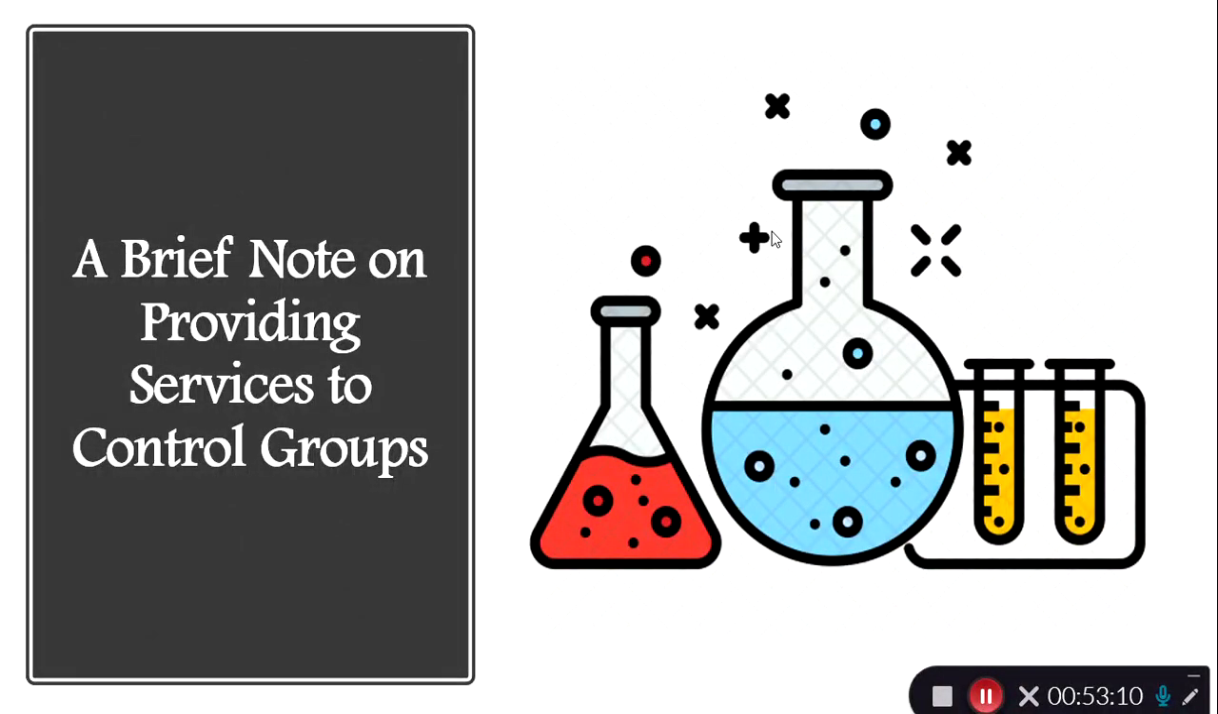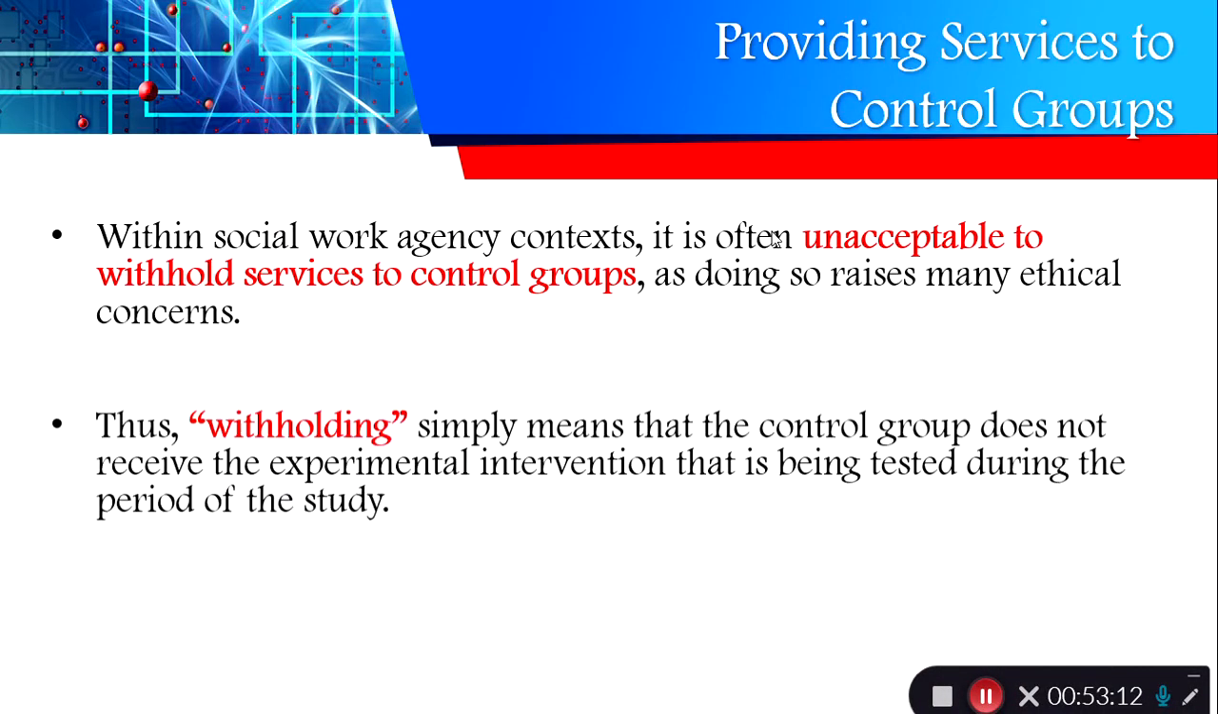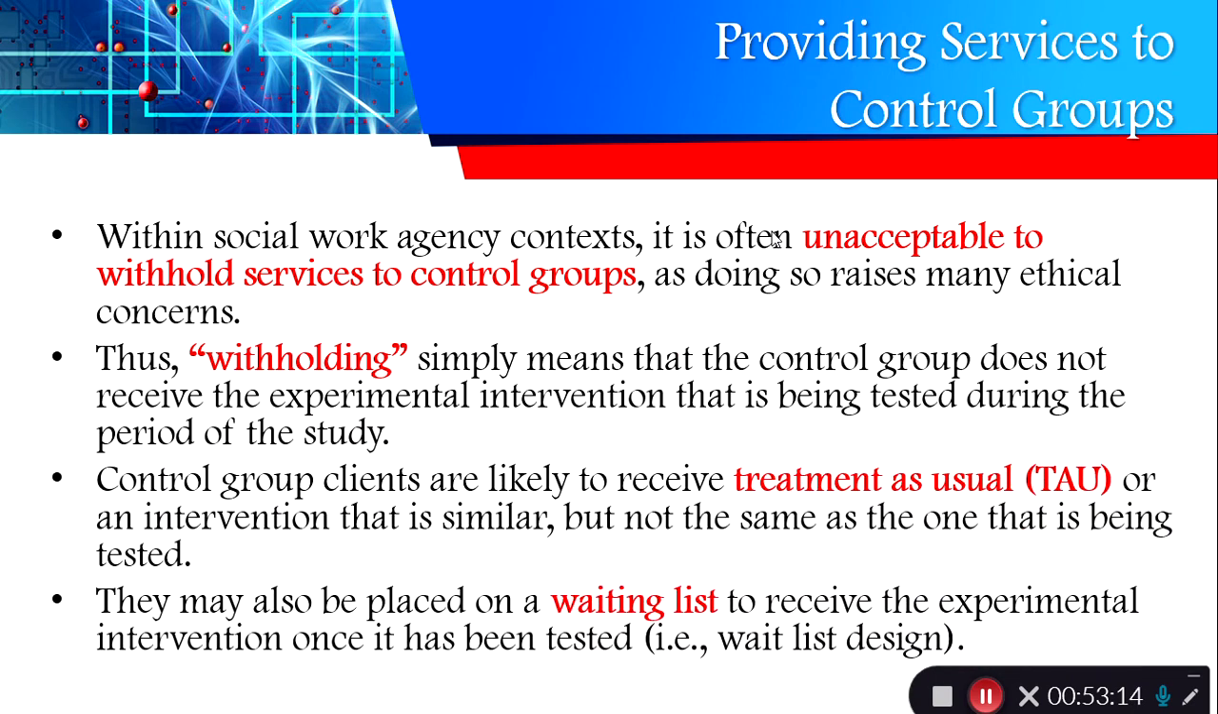So a brief note on providing services to clients and control groups. I alluded to this earlier, but I will reiterate it. Within a social work agency context, it is often unacceptable to withhold services from control groups, as doing so would raise many ethical concerns. When we say withholding, we simply mean that the control group does not receive the experimental intervention that is being tested during the period of study. Control group clients are likely to receive treatment as usual or an intervention that is similar but not the same as the one being tested.